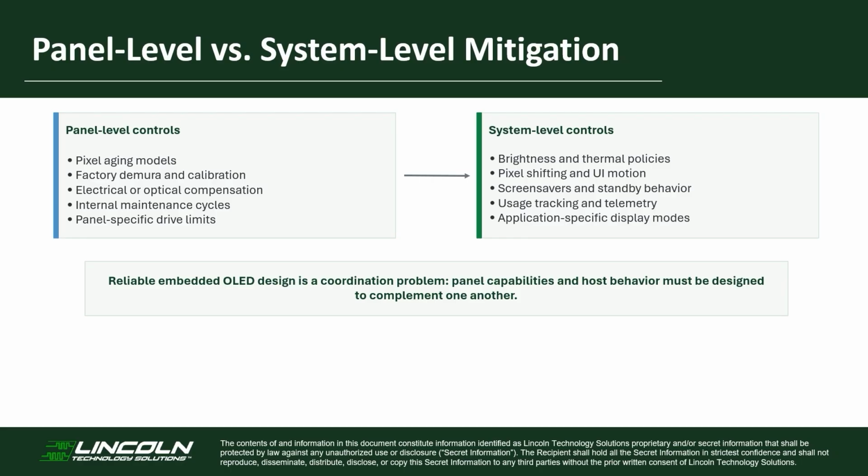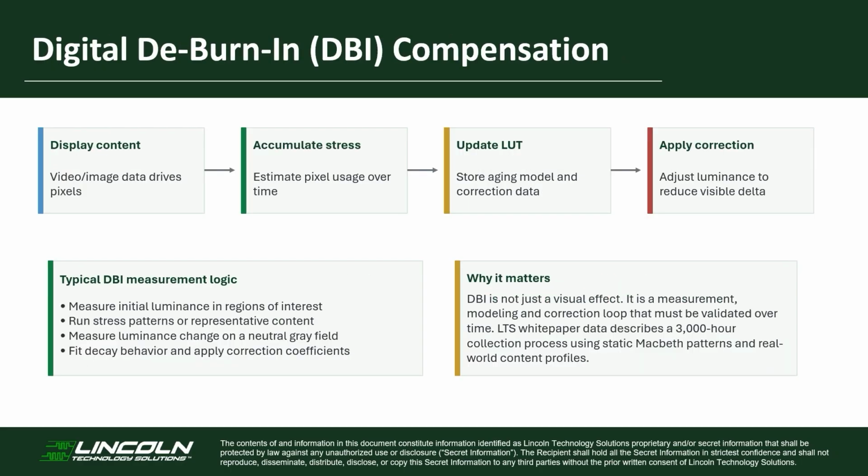One important example of panel or controller-based compensation is digital deburn-in, or DBI. Digital deburn-in compensation begins with the content being displayed. The system estimates how much stress each pixel or region accumulates over time. That information is used to update a lookup table or aging model. The correction data can then adjust pixel luminance to reduce visible differences.